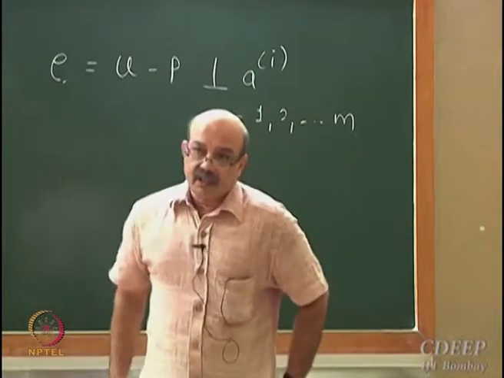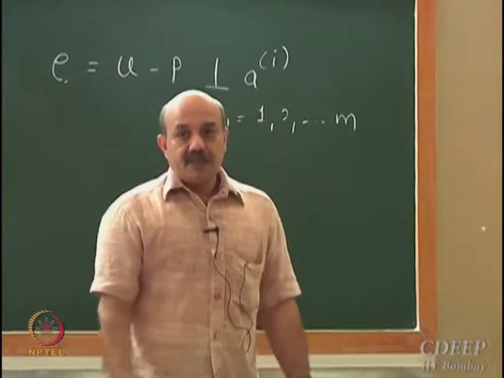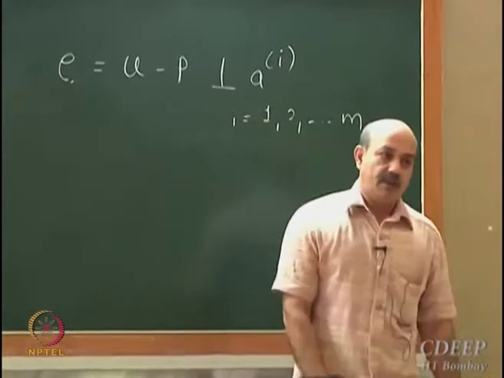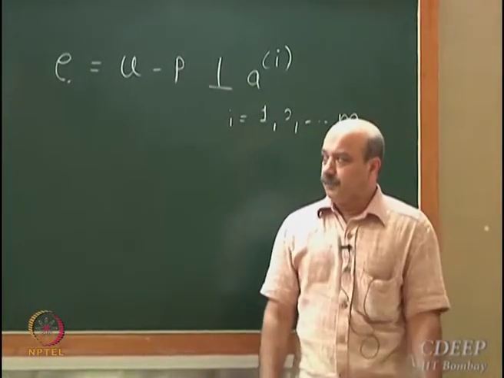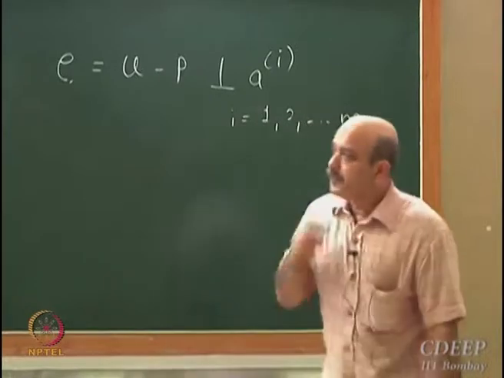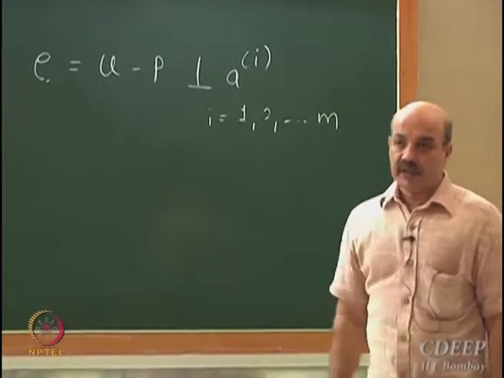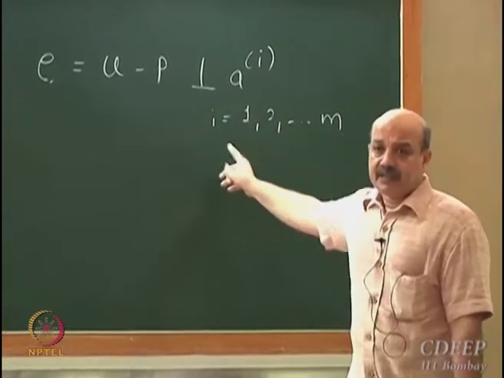Remember that orthogonality can be used only in an inner product space or a Hilbert space, and that's why we work with two norm or least square approximations. That's why least square approximations are so popular, because you can use orthogonality ideas. So this is the basic idea.